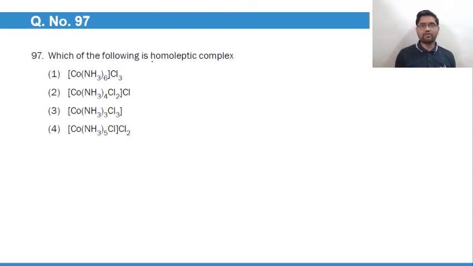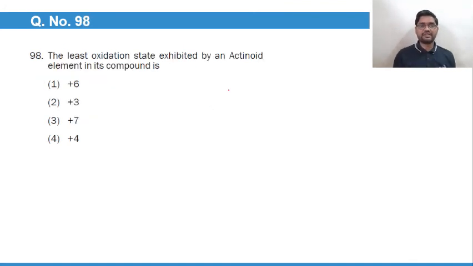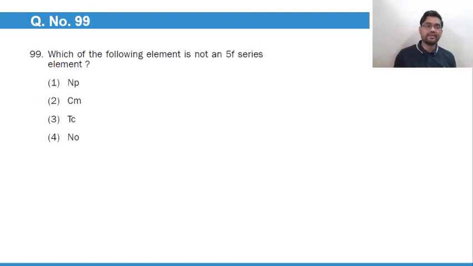Which of the following is homoleptic, meaning having only a single kind of ligand? In option number 1, it is only NH3 and chlorine, NH3 and chlorine, and NH3 and chlorine. So we'll go with option number 1. The least oxidation state exhibited by actinide elements in their compounds is +3.